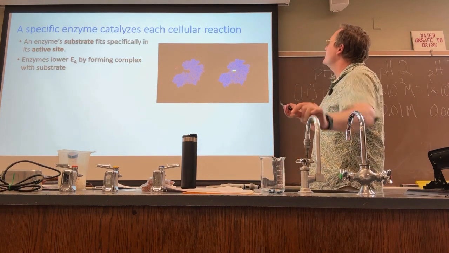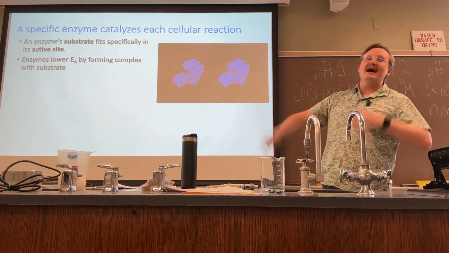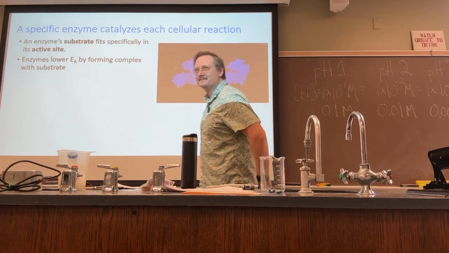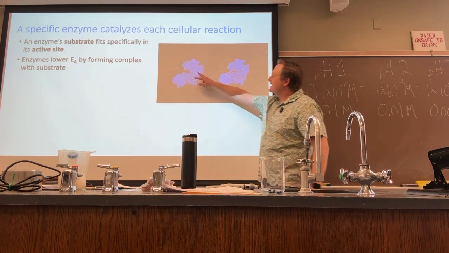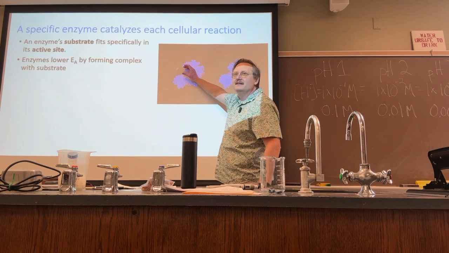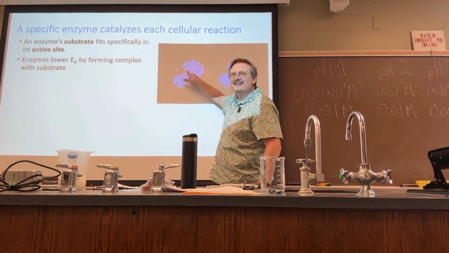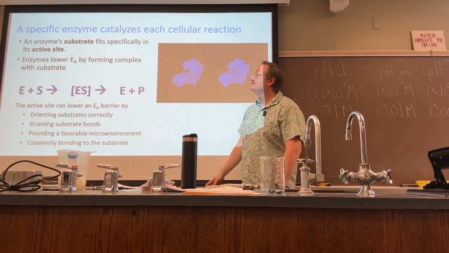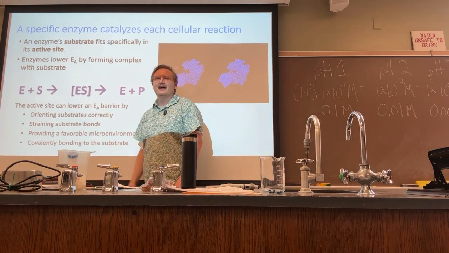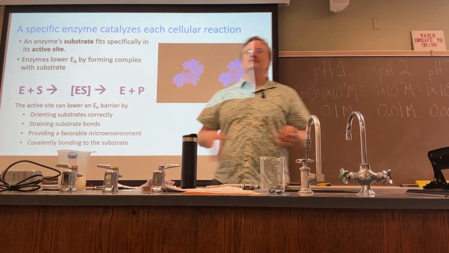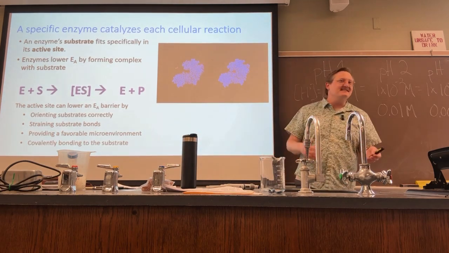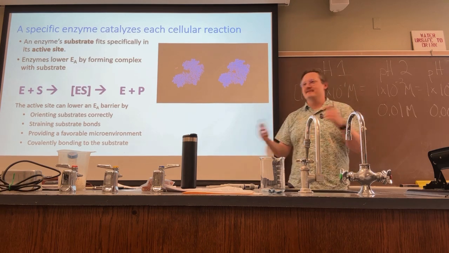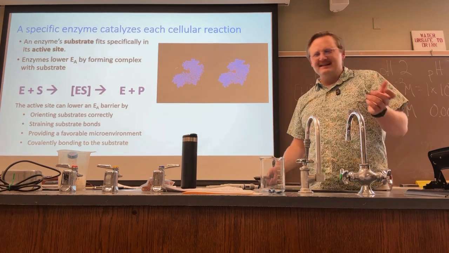All right? The location at which an enzyme binds its substrate is called the active site. Okay? The active site right here is where you bind the substrate. This forms a complex called an enzyme substrate complex, all right? And somehow that active site reduces the activation energy it takes for a reaction to proceed. Fair enough?